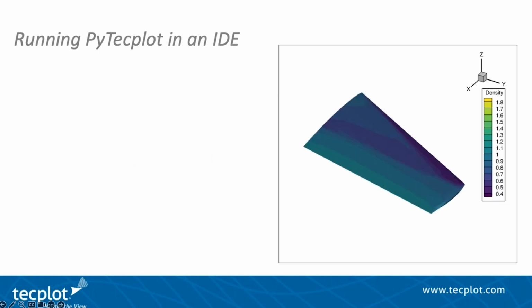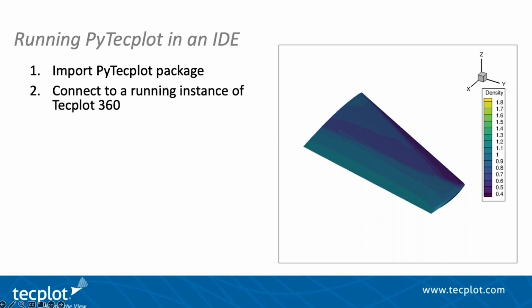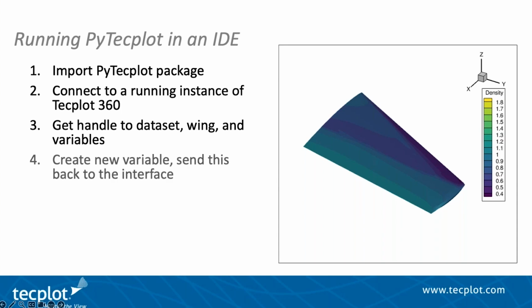All right, so with that, we'll look at a short demo in connected mode in an IDE. Before we do, I'll put down some basic goals that we want to achieve. Firstly, we'll open up a fresh file. We'll import the PyTecplot package and see what that looks like. Then we'll connect this to a running instance of Tecplot 360. We'll get a handle to some common objects, in our case the data set, the frame, the wing, some variables, and we'll get a handle to the temperature variable in particular, and then we'll work with that.